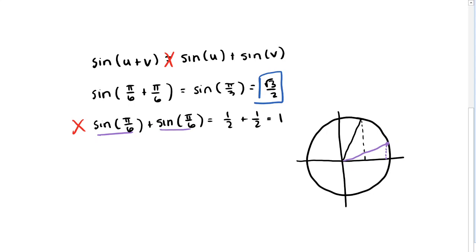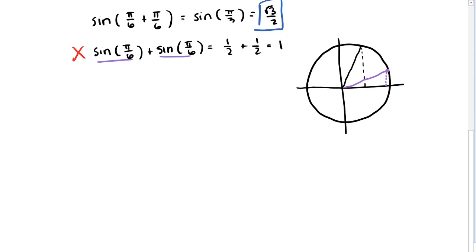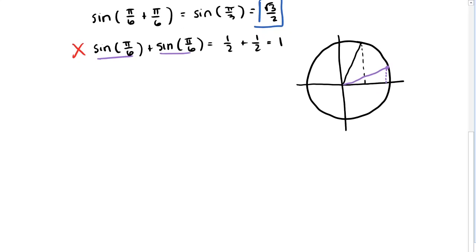And so we cannot break apart our sine function across that sum or that difference in this way we might expect. And maybe just to really convince you, show you another example. Let's say we had cosine of pi over 2 plus pi over 2. Right, so the true value of this expression would be cosine of pi. And pi, right, that corresponds to an angle of 180 degrees. And cosine of that angle, well, that would be -1.